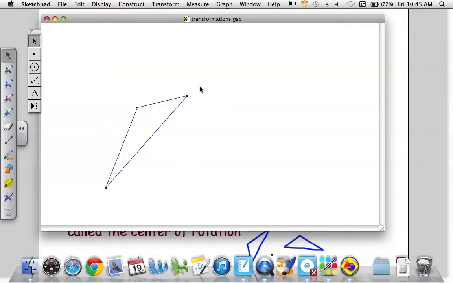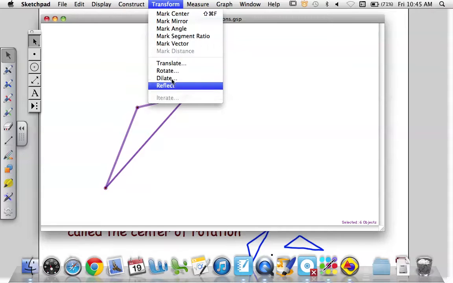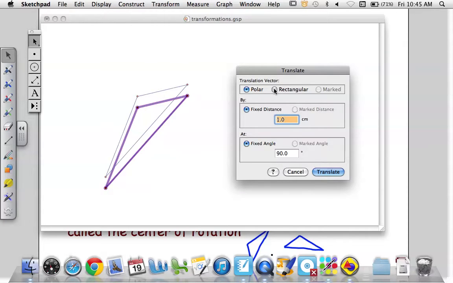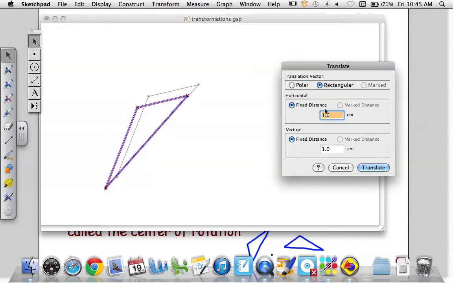So I have a triangle already here. Now for a translation, all I have to do is highlight this, and I go to Transform, because that's what we're doing, transformations, and I'm going to translate it. I'm going to do rectangular here. Now you see that I can do a horizontal distance and a vertical distance. Horizontal means left or right. Right now, this triangle, you can kind of see the shadow of the new one, is moving to the right 1 centimeter. What if I wanted to move to the right 5 centimeters? Now you notice it does go further to the right.